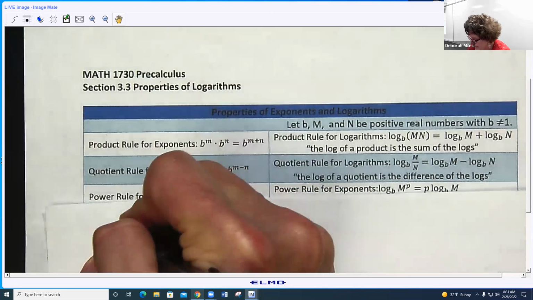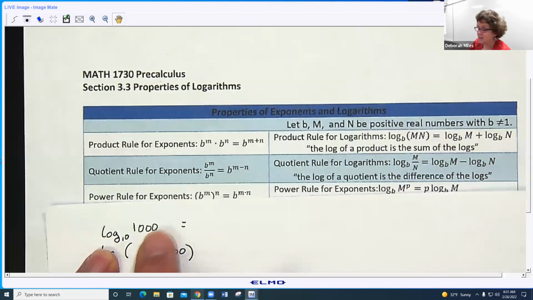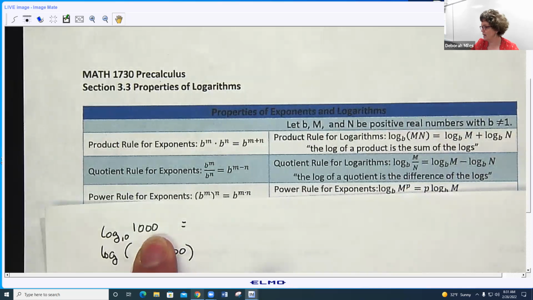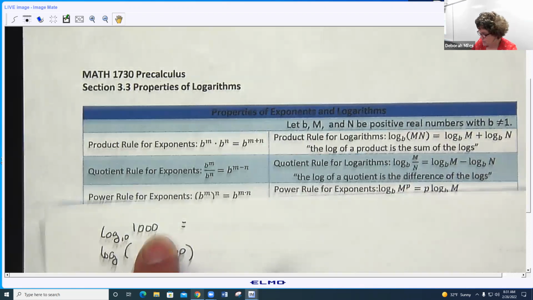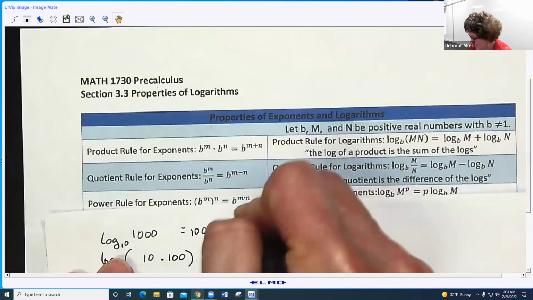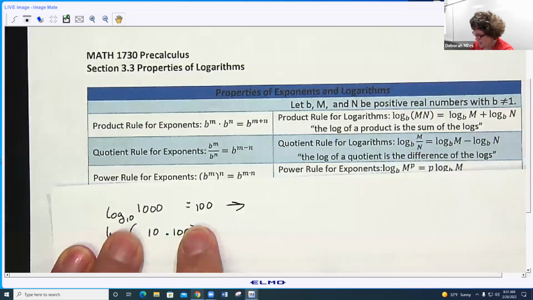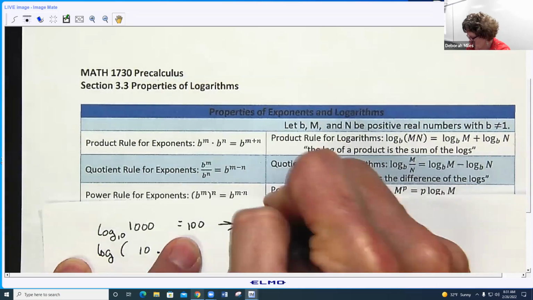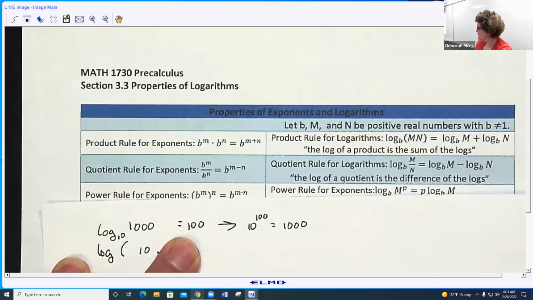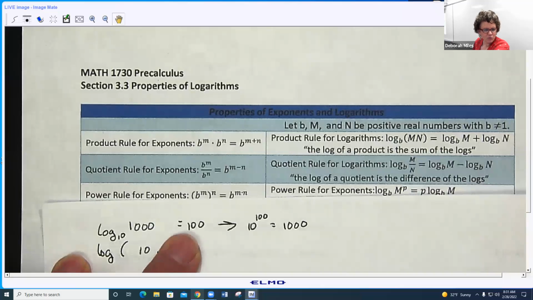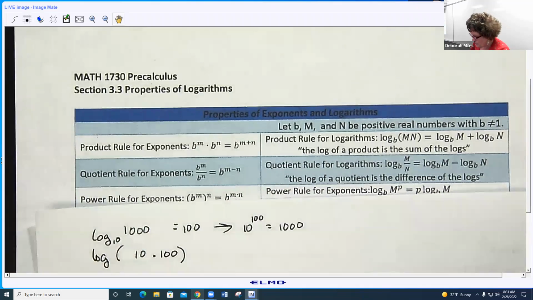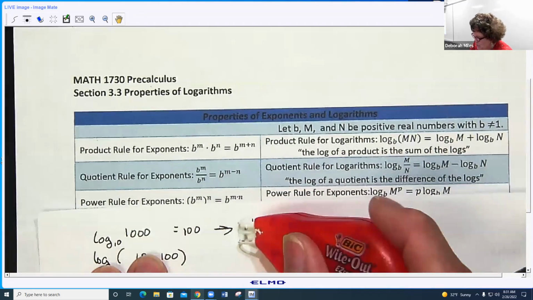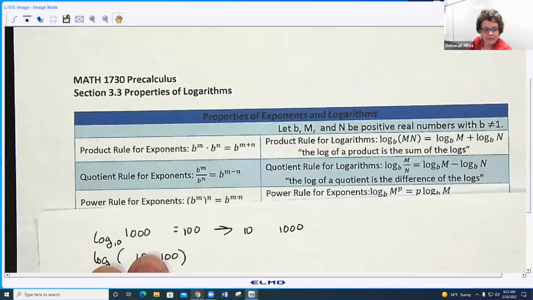10. So we're looking for the exponent of 10 that gives us 1,000, and 10 to the 100 would be way too big. What is it? Wouldn't it just be 100? Well, let's check it. If I change that to exponential form, that would be saying 10 to the 100 equals 1,000. Is that right? Oh, heavens no. 10 to the 100 is huge. We don't even have a name for a number that big. So no, it's not 100. You don't just divide 1,000 by 10. You're looking for the exponent of 10 that gives you 1,000.